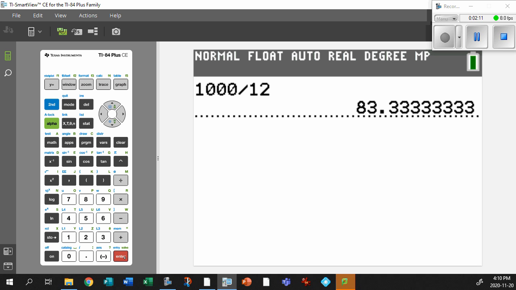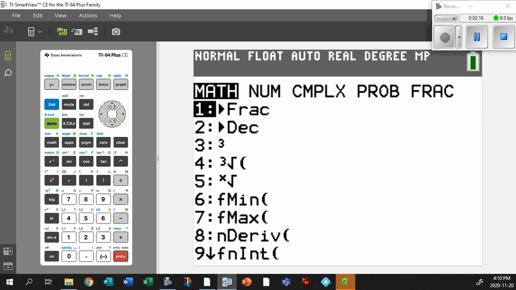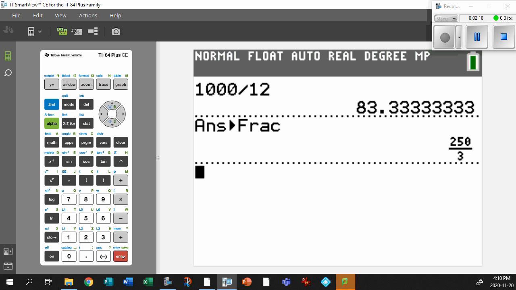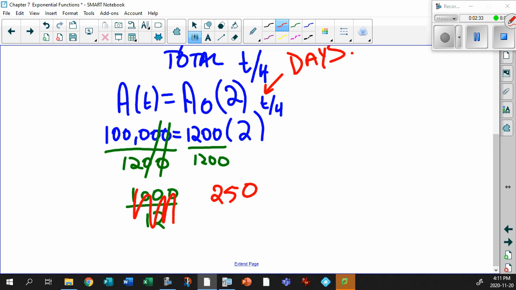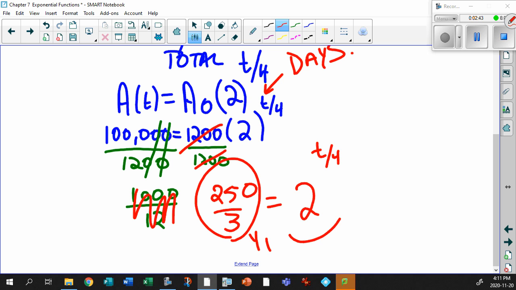But I'm wondering if we can make this look a little bit prettier. Let's make it a fraction, because we shouldn't be afraid of fractions anymore, since we've got that nice little fraction button in the alpha. We can do wonderful things with it. That's 250 over 3. How's this going to help us? Real simple. This now becomes 250 over 3 equals 2 to the power of T over 4. There's your y1, there's your y2. Let's solve this graphically.